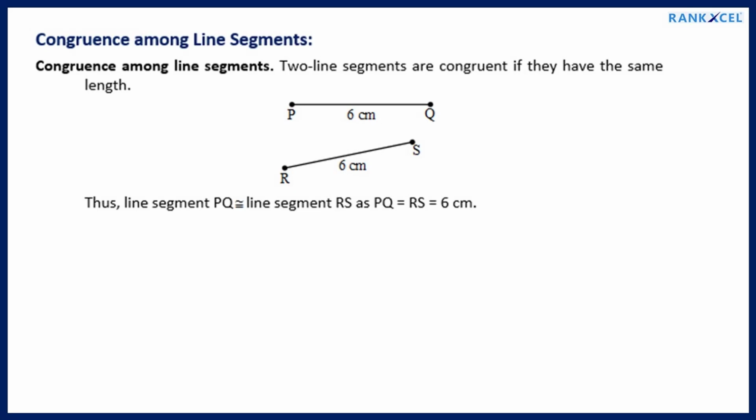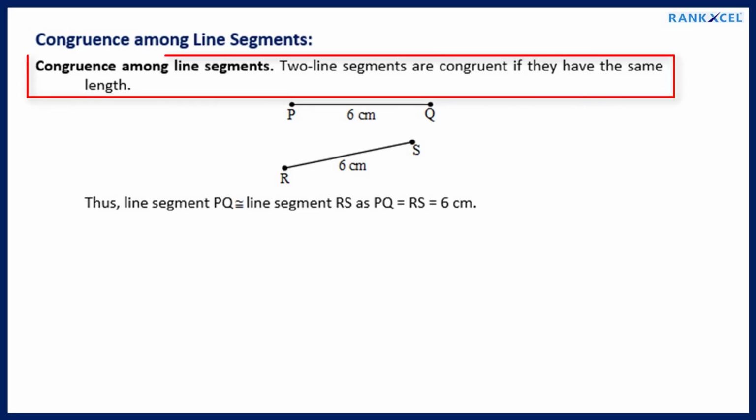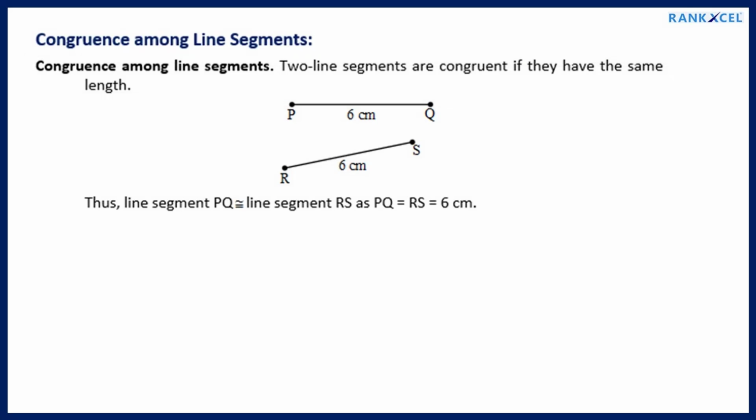Congruence among line segments. Two line segments are congruent if they have the same length. Thus, line segment PQ is congruent to line segment RS as PQ equals RS equals 6 cm.